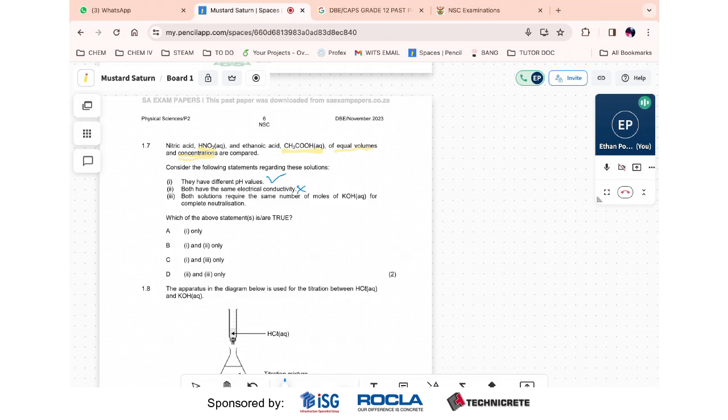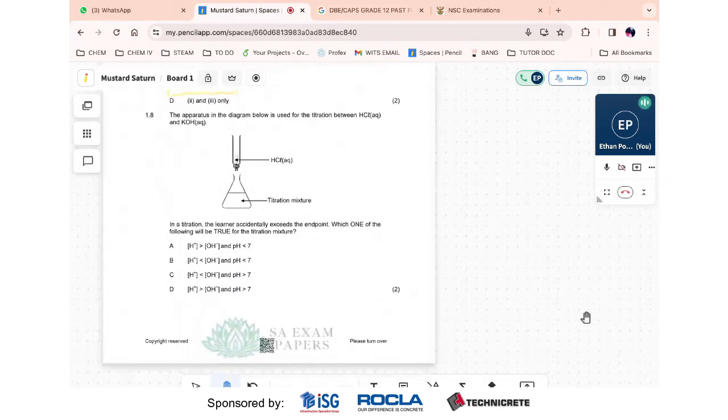Both solutions require the same number of moles of KOH for complete neutralization. Now, this is correct because they have equal volume and equal concentrations. So, yes, they would require the same amount of moles of KOH to neutralize them. So, analyzing this, we see that the only answer that fits our criteria is C. Let me use a highlighter to be consistent. Okay.